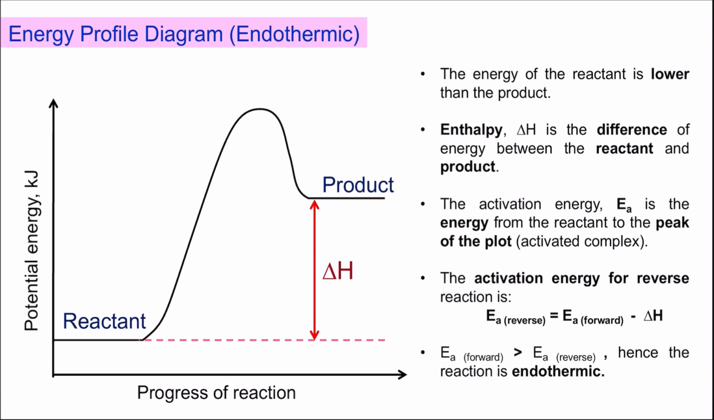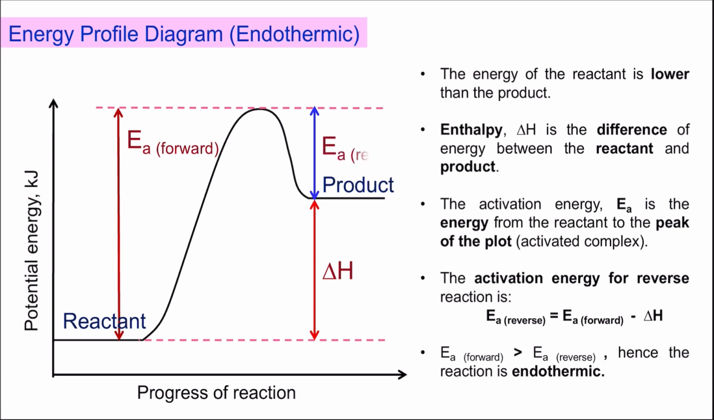And then seterusnya, you got the activation energy from reactant to the top of the peak. So you got EA forward here. So automatically from here to product, what we call as EA reverse. Dan last one, jangan lupa label at the top of the peak, iaitu transition state ataupun activated complex yang ada dalam transition state. Dan untuk activation energy for the reverse reaction, kita ada formula. Dalam kes ini, untuk EA reverse, here adalah EA forward tolak dengan delta H. So sekiranya awak draw the energy profile diagram yang betul, awak akan dapat formula ni dengan betul. And then EA forward must be greater than EA reverse dalam endothermic reaction.